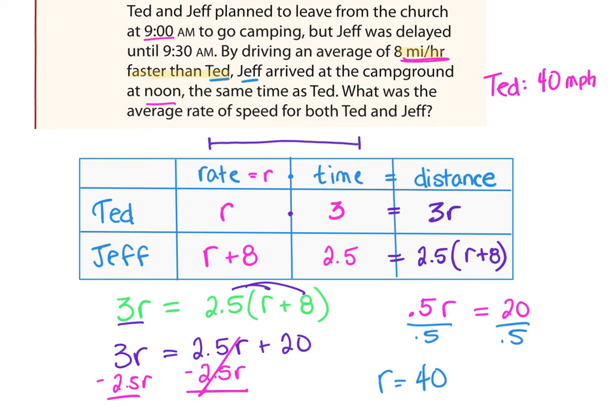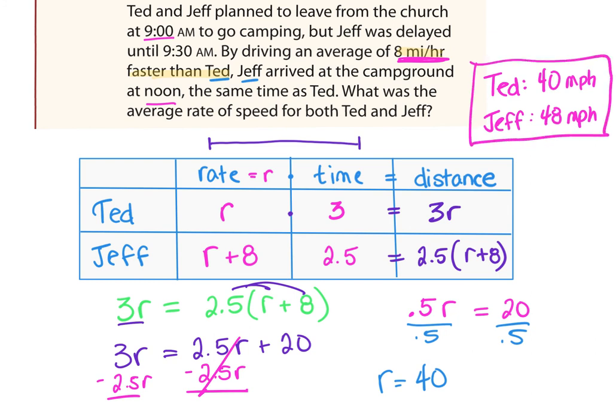So I know that Ted was going 40, and they were going miles per hour, right? Why do I know that? Because I know this right here. They gave it to me there. If he was going 40 miles an hour, how fast was Jeff going? 48 miles an hour. So then I want to make sure, did I answer the question? Average rate of speed for both Ted and Jeff. Yes, I did, right?